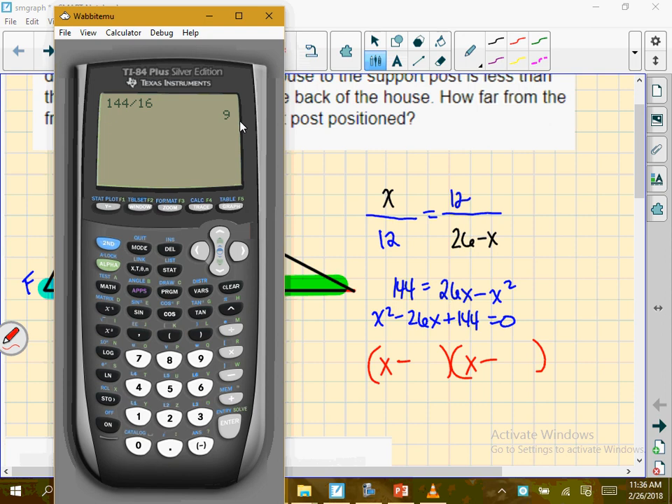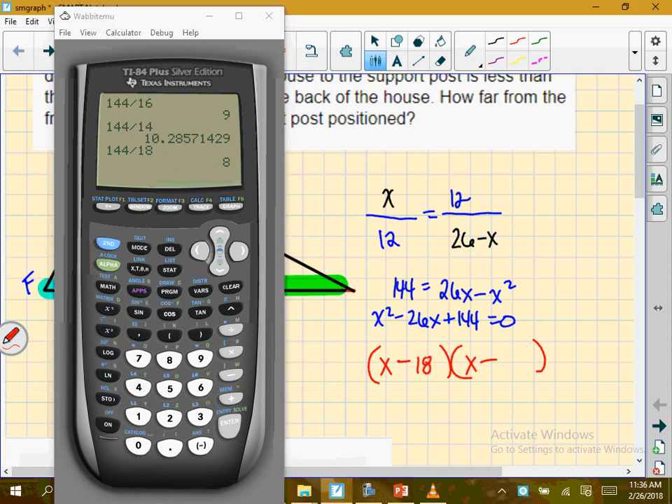Okay. So let's go, 144 divided by maybe 14 is not going to work, but maybe 144 divided by 18 works. 18 and 8 add up to 26. Okay, so it's going to be negative 18 and negative 8. So then x is 18 and x is 8, right?